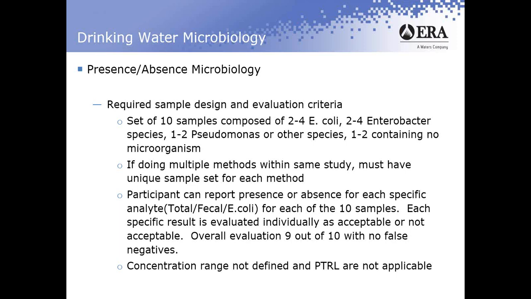And then you're given an overall evaluation, which acceptable is considered to be 9 out of 10 with no false negatives. And you can be evaluated for the 10 total results, the 10 fecal results, and the 10 E. coli results all independently. So you're being evaluated on multiple levels.